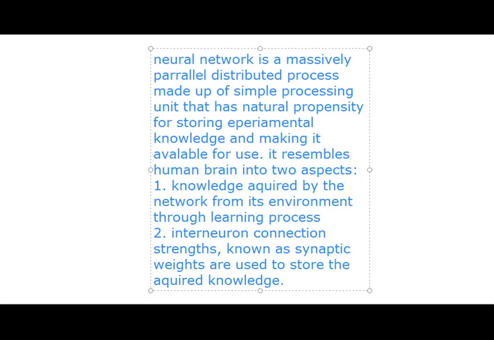This is the fundamental definition of a neural network. So what we have learned is that a neural network is a massively parallel distributed processor made up of simple processing units that has a natural propensity for storing experiential knowledge and making it available for use. It resembles the human brain in two aspects: the knowledge acquired by the network from its environment through a learning process, and interneuron connection strengths known as synaptic weights used to store the acquired knowledge. These are the two important points that you have to keep in mind. It resembles a human brain.